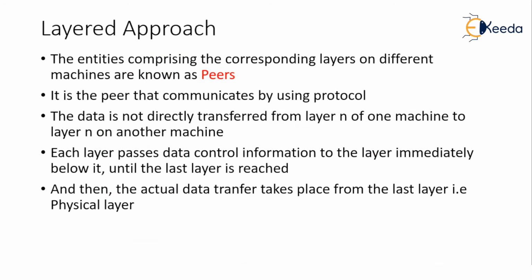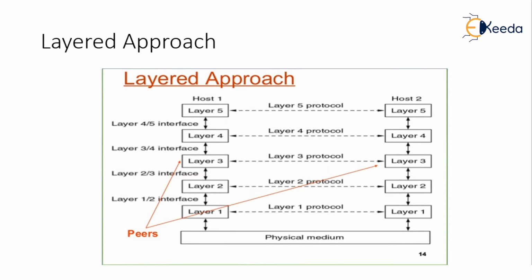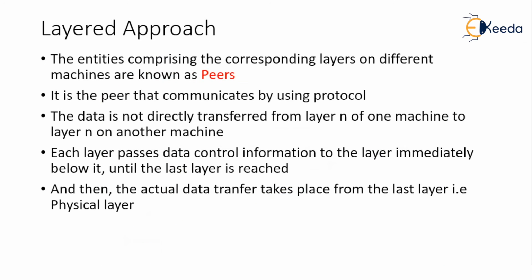Here in this figure, what is a peer? Peer is nothing but the entity comprising the corresponding layers on different machines. That means the entities communicating on two different machines are considered as peers. It is the peer that communicates by using protocol.